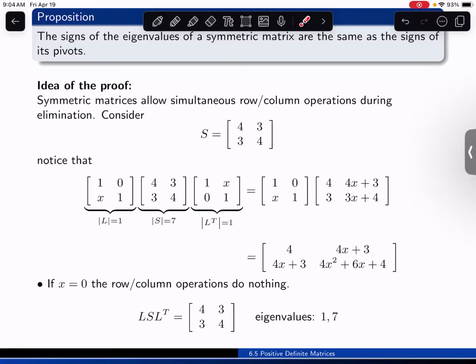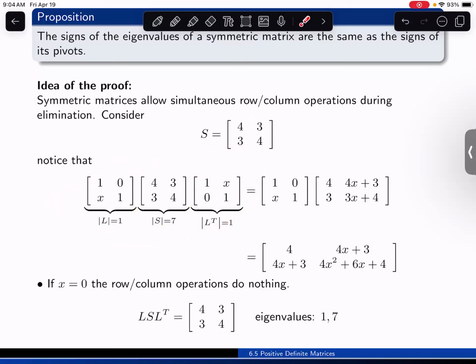And so it looks like the following, right? If we wanted to get rid of this 3 here and this 3 here, we can do multiplication via these elimination matrices. And so one of the important parts of this proof is the fact that multiplication by these elimination matrices doesn't change the determinant of S.